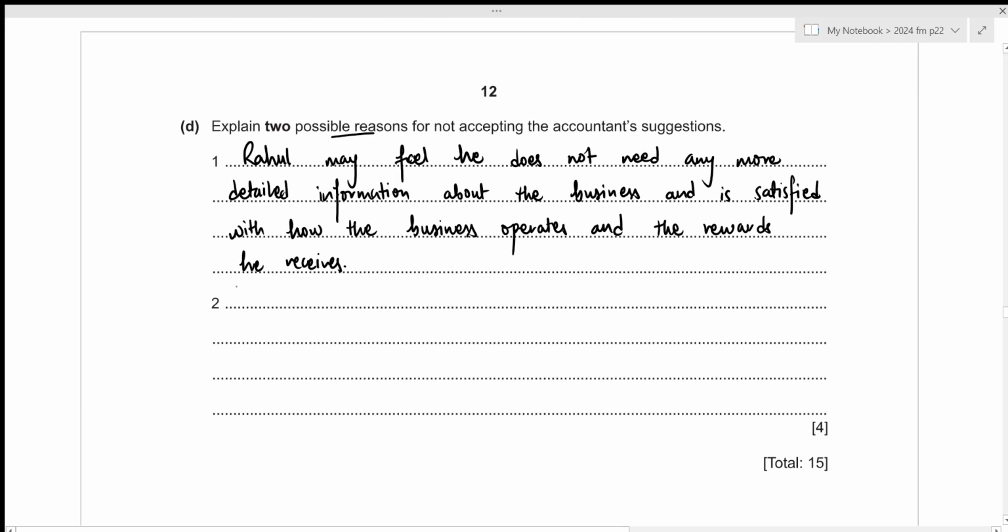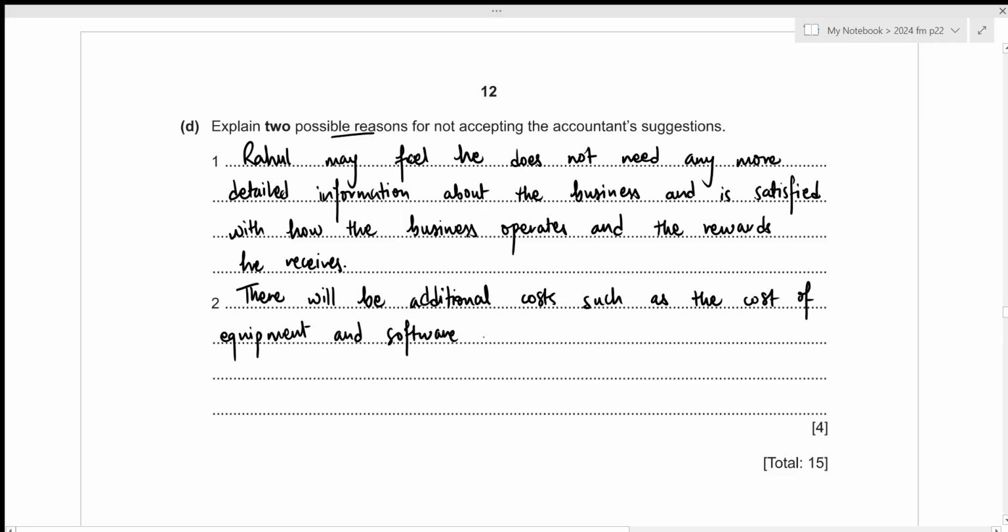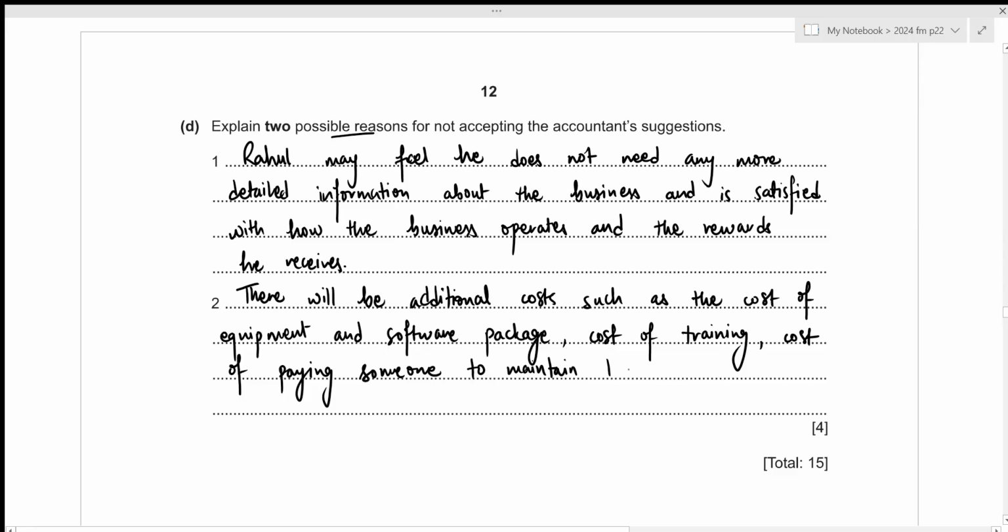Let's write it down. There will be additional costs such as the cost of equipment and software package, cost of training, and cost of paying someone to maintain the accounting records. That is all for the fourth part as well as this entire question.